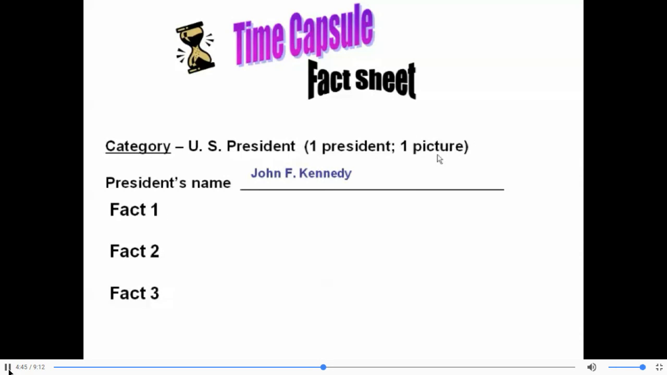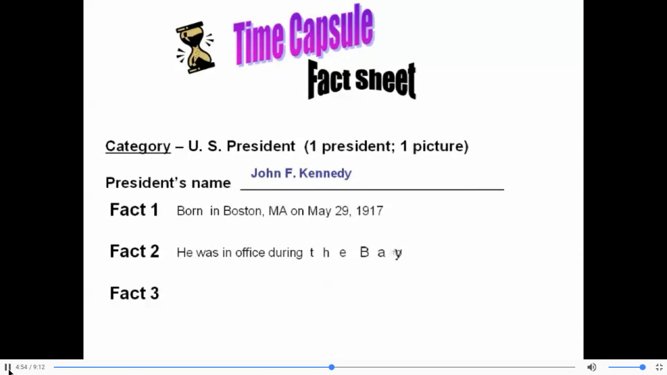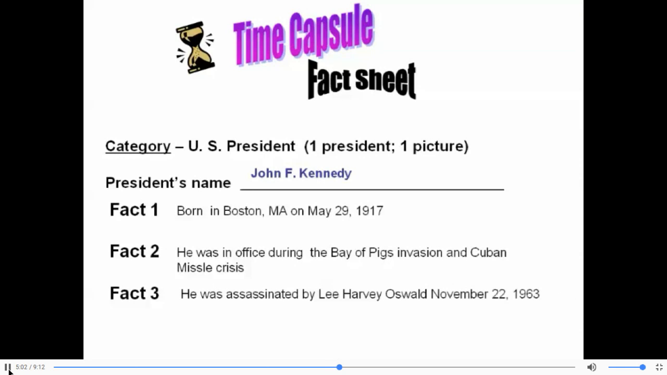My first fact about John F. Kennedy is where he was born and when, a couple of events that took place while he was in office, and finally, the reports of his assassination in 1963.